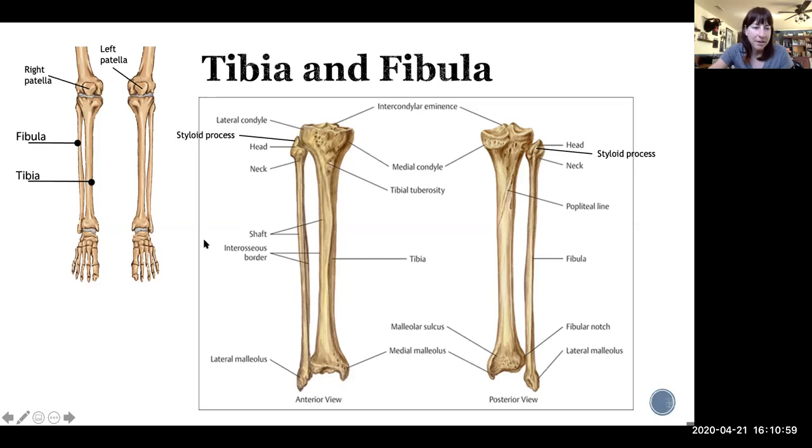And together, they sort of wrap around the bones of your ankle, okay? They actually form the bumps of your ankle bones, on either side of your ankle. And so that's your tibia.